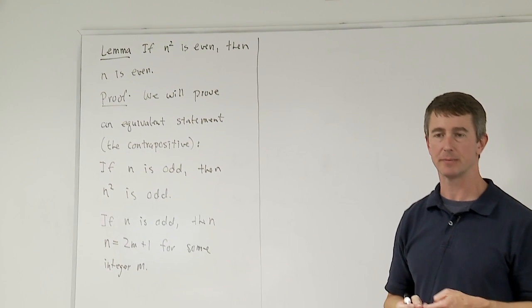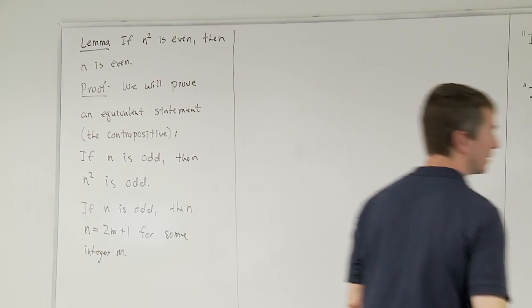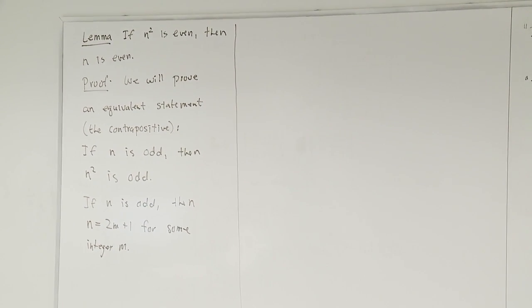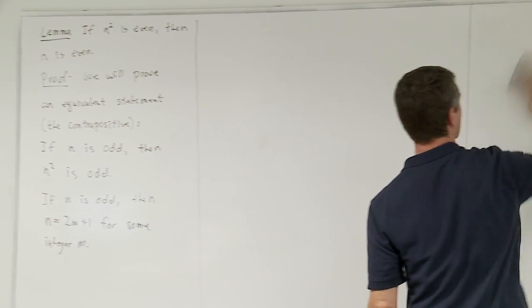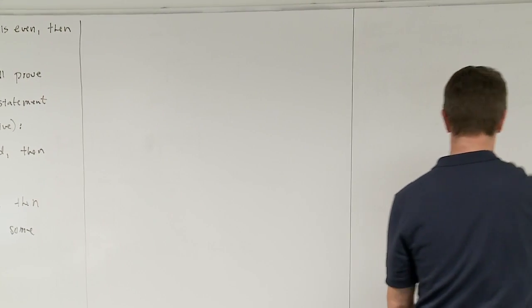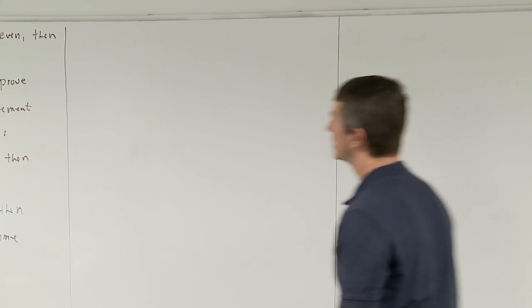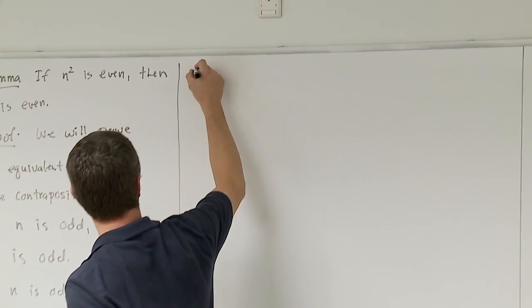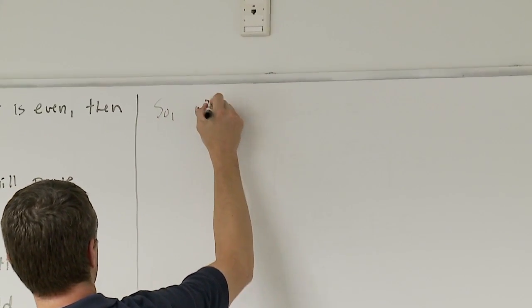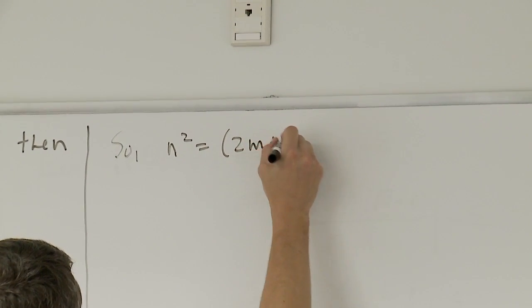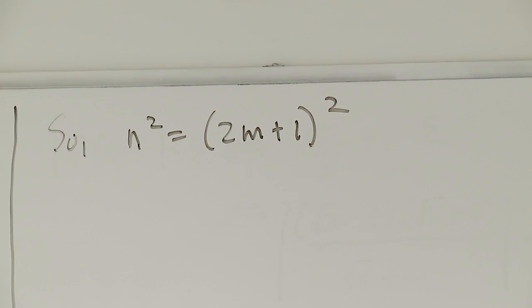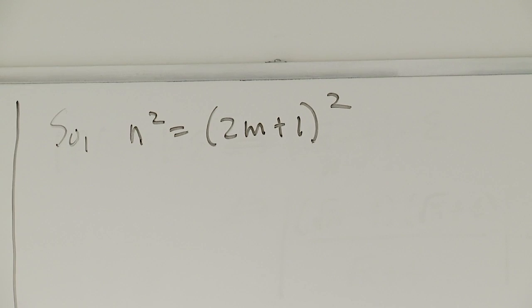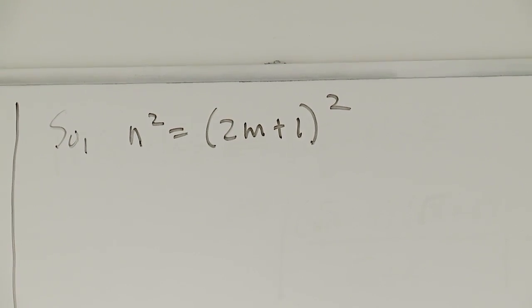That's what it means for n to be odd. But we don't want to end up talking about n. We want to end up talking about what? n squared. So if n is odd, that means n equals 2m plus 1. So n squared must be (2m plus 1) squared, right? And I'm hoping that n squared is going to be what kind of number?